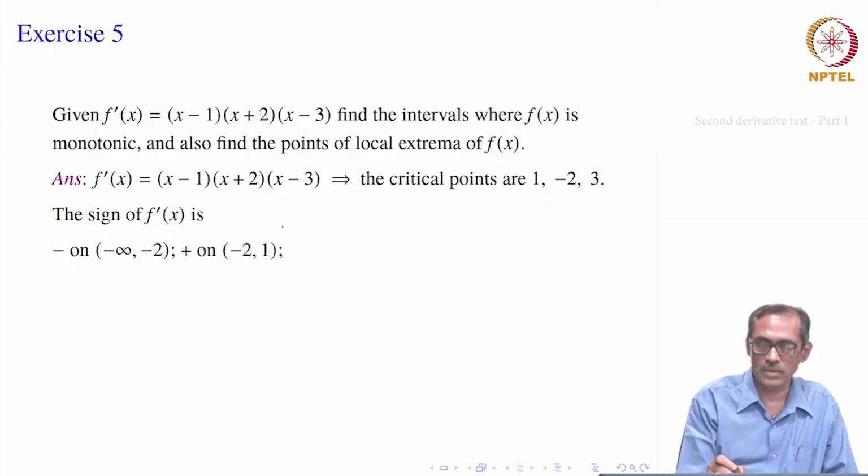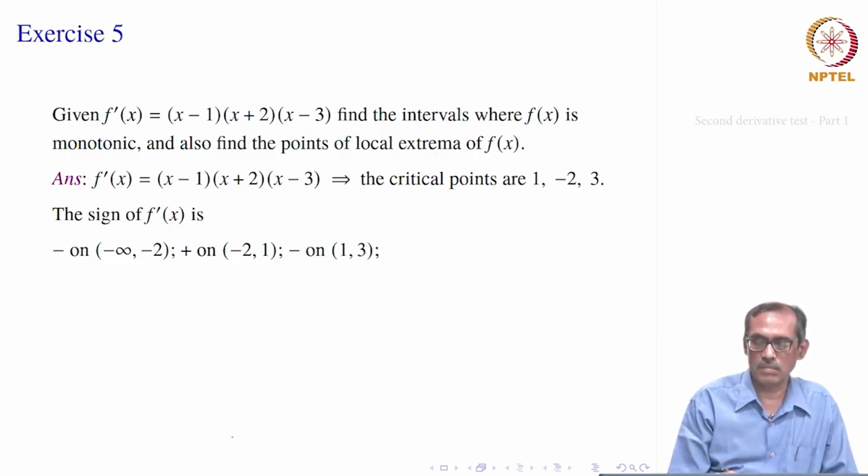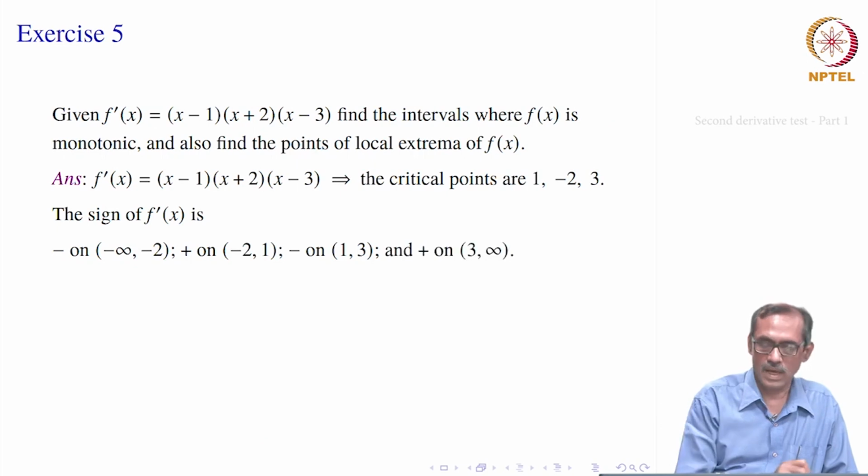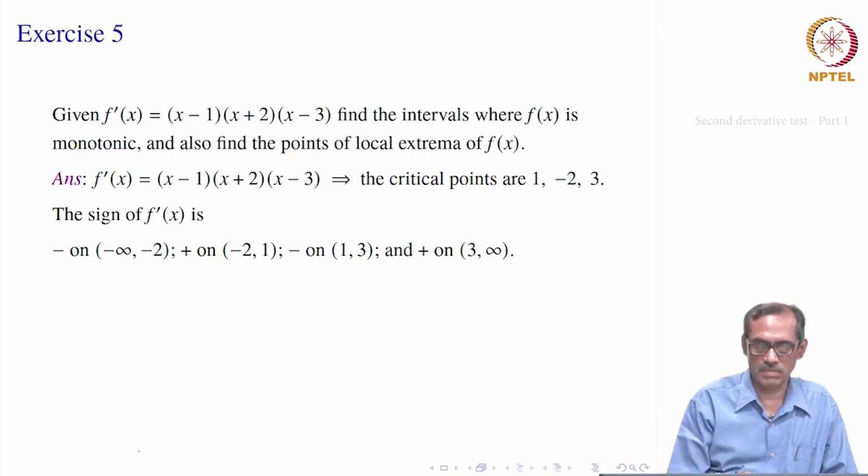Similarly, you find on minus 2 to 1, it is positive, because x minus minus 2 is positive, and the other 2 are negative, that gives positive. And the next one is negative again, because 2 of them become positive, 1 is negative. So, it is negative, and on the other side it becomes positive.